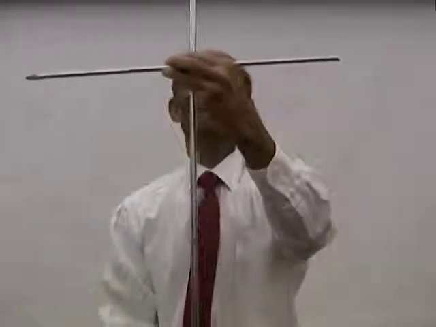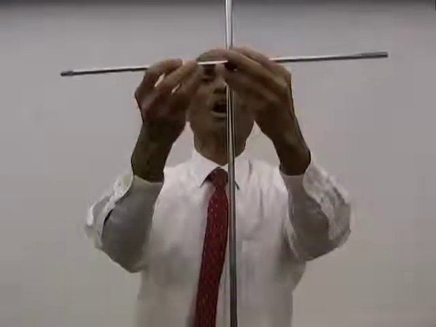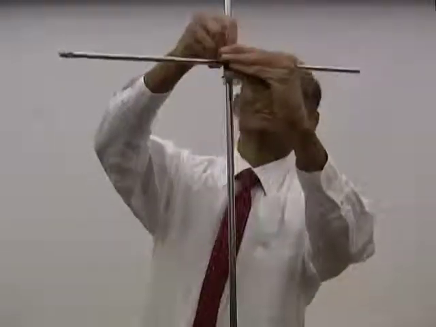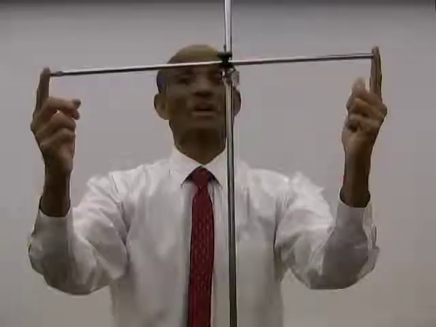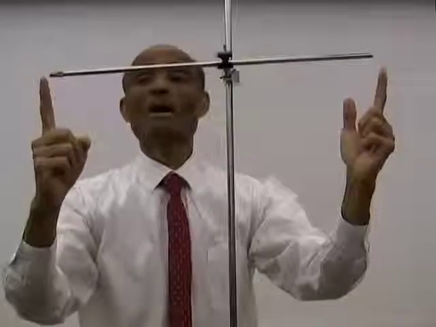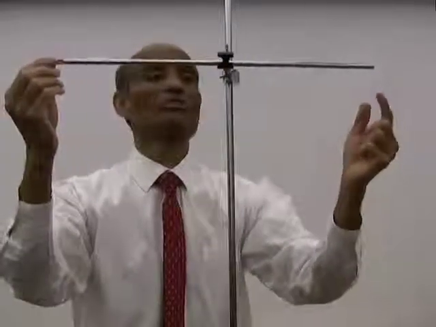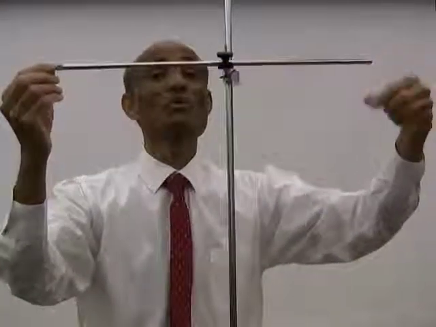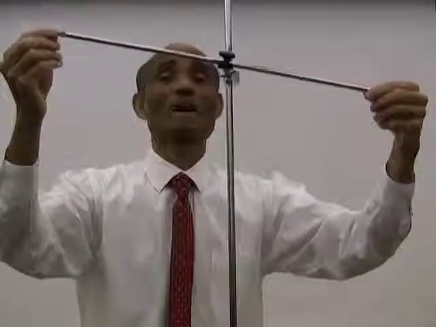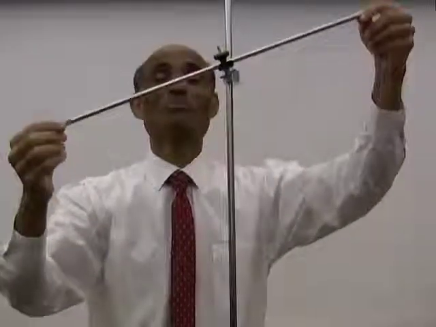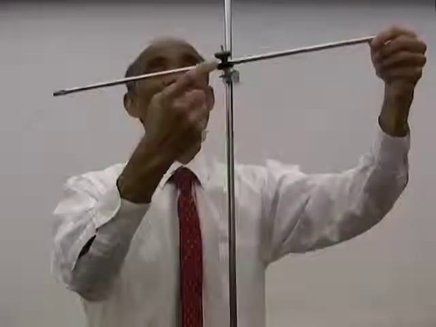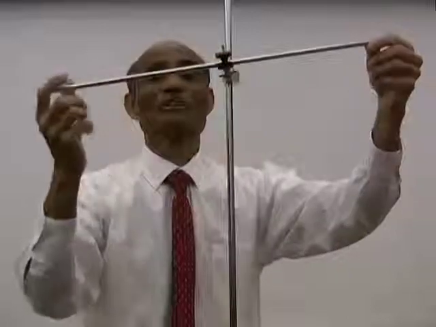I showed you an example of a couple actually a little while ago. I can produce a couple on this rod. I can apply a force upward at this end and an equal downward force at the other end. Look at that. What does a couple do? A couple produces rotation about an axis.